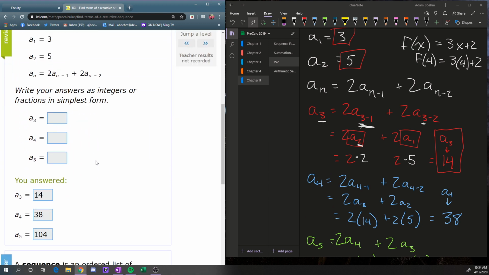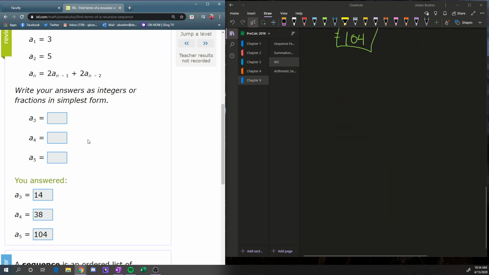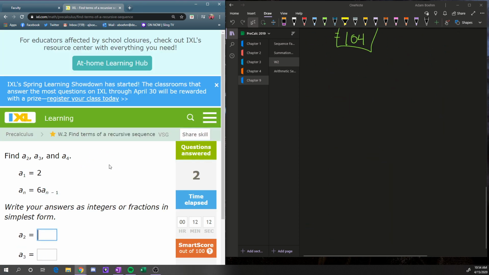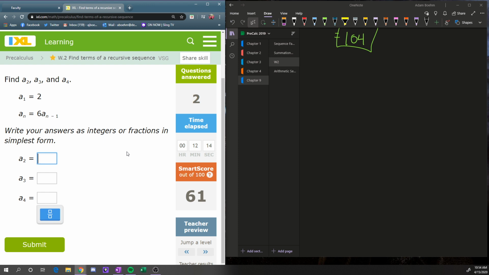Oh, I just added wrong. All right. All right, A1. A1 is 2, so the first term, no matter what, is 2. That's just defined. We're given that. The nth term is defined by this rule, so 6 times the term before what we're talking about.